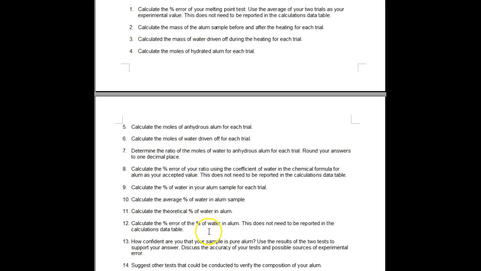Number 12, doing another percent error. You have the theoretical value from number 11, that's your accepted value. You have your experimental value based on your data from number 10, and then calculate a percent error for me.